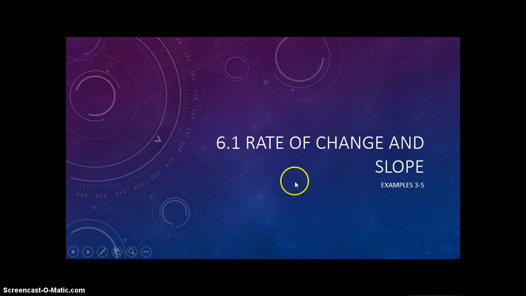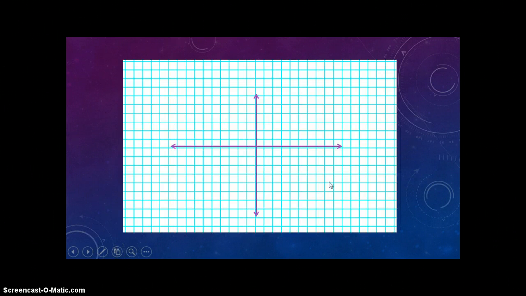Hello. Today we're going to finish talking about rate of change and slope. We started yesterday with examples 1 and 2. We are going to continue on to 3 through 5. So let's get started with example 3.